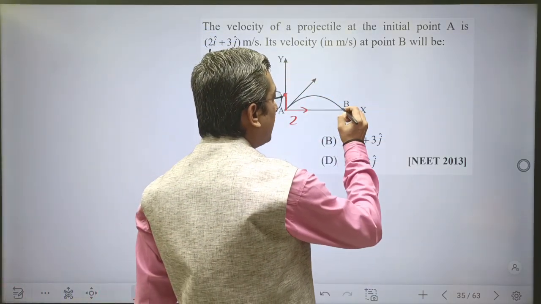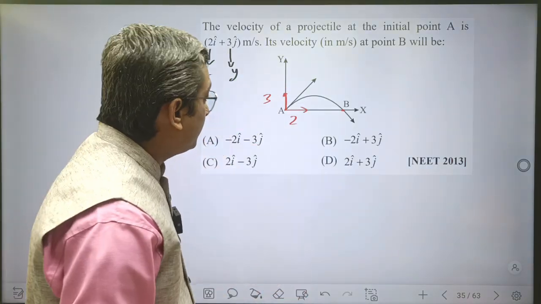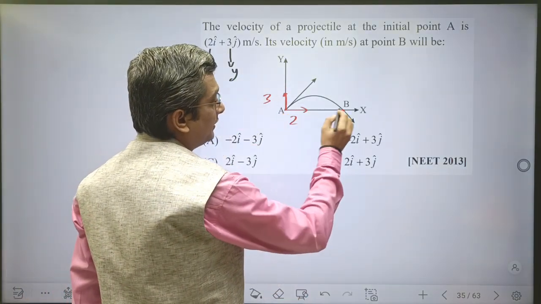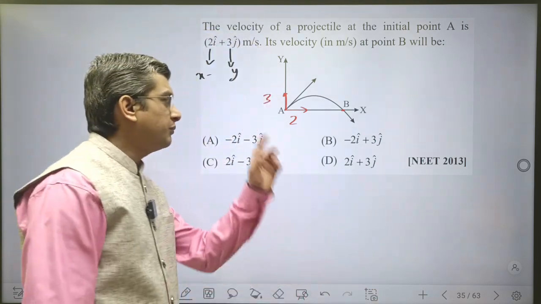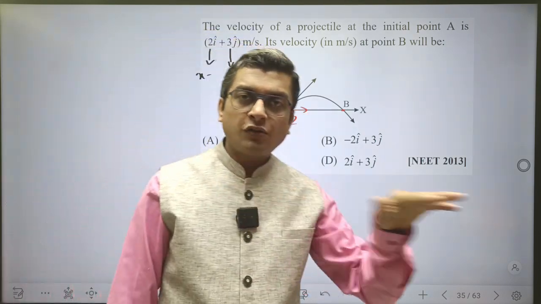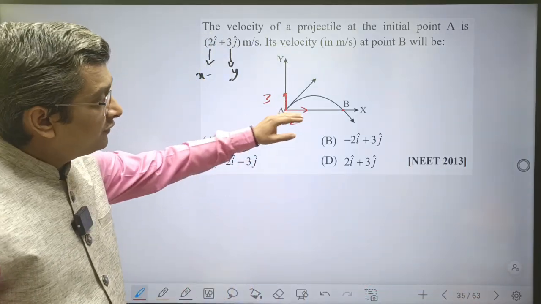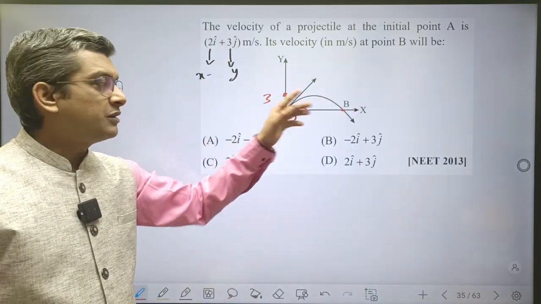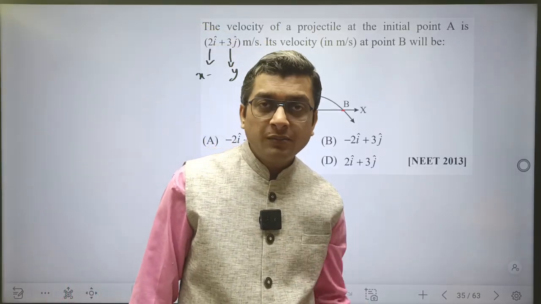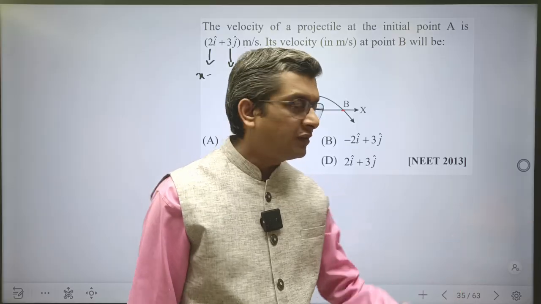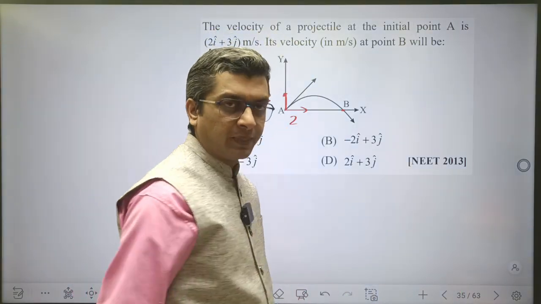So dear students, as per the law of conservation of energy, the speed of the particle at A and the speed of the particle at B will be the same, isn't it? Because both points are at the same horizontal level. So the potential energy, if you take this as the reference line, at both points will be the same. So the kinetic energy must also be the same, so that the total energy will be the same, isn't it? So the speed at point A and at point B will be the same.